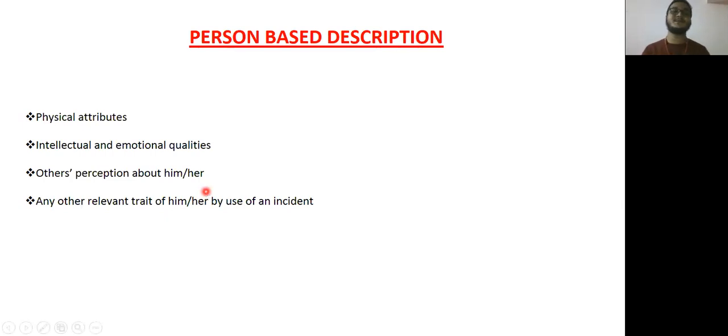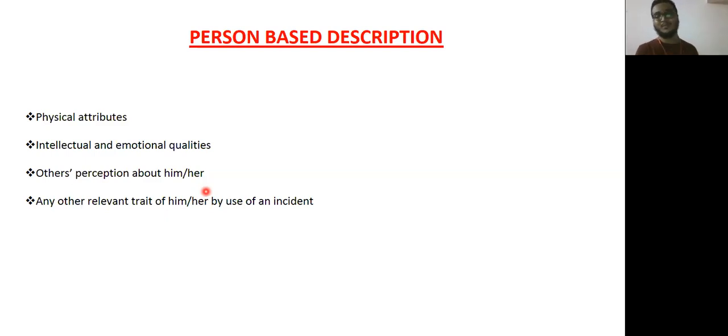Person-based description. Physical attributes: how the eyes are, handsome, or how he's looking, hair color, expression, style, whether he's rude, how he behaves with others. These are the physical attributes. You must write them down. Then intellectual and emotional qualities, and how he reacts in different situations. Whether he cries, how he tackles his anger, how he shows his love. All of that will come under intellectual and emotional quality. How he tackles different situations, a painful situation, he's crying, he's making others involved.